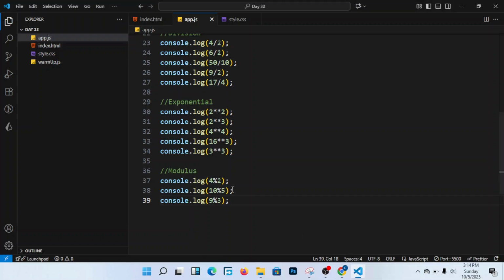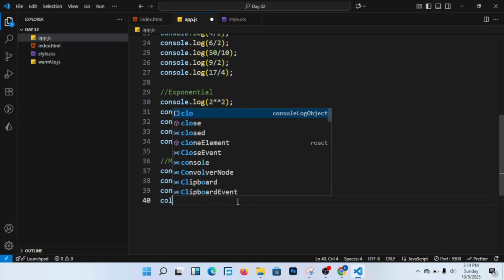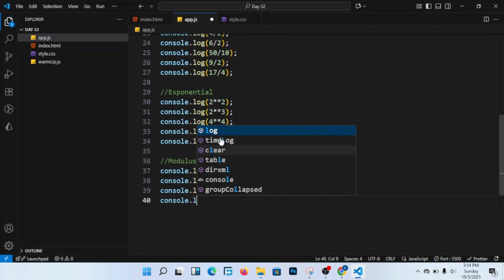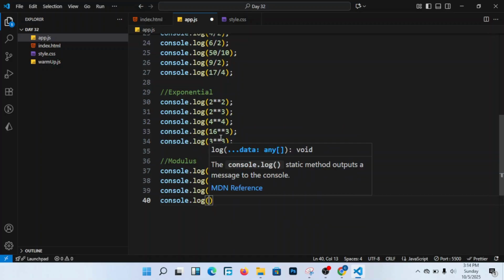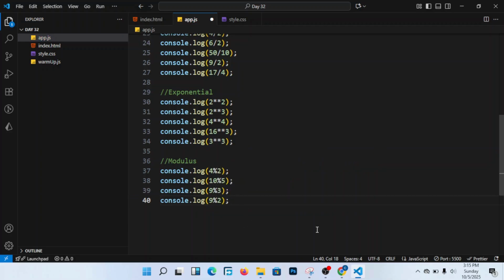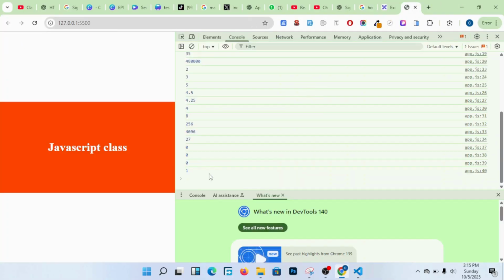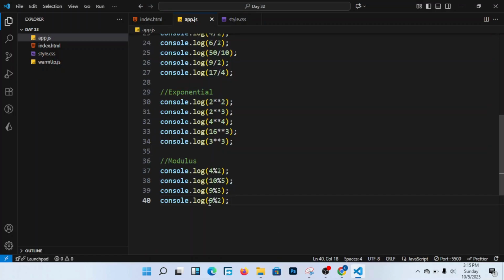If I come here like this and put console.log, 9 modulus 2, there is that remainder. I'll see that remainder, it is 1. There is a remainder of 1. Are you seeing, guys?